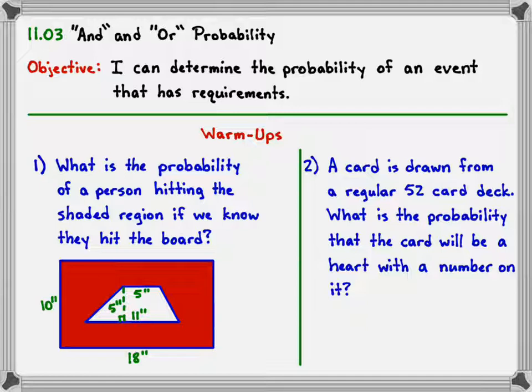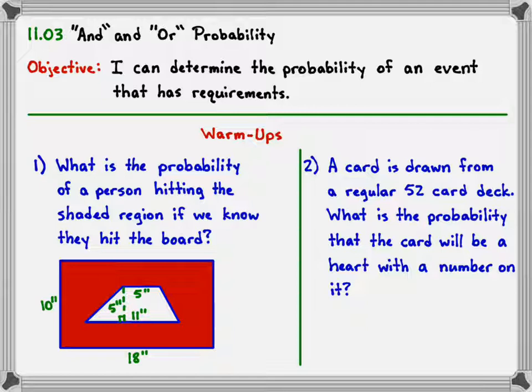Today we're going to be talking about the idea of "and" and "or". So we're going to get away from the simple basic probability and start looking at a little bit more complex probabilities. But before we do this, go ahead and answer question number 1 and number 2 in your warm-ups, and then come back and push play to see how you did.